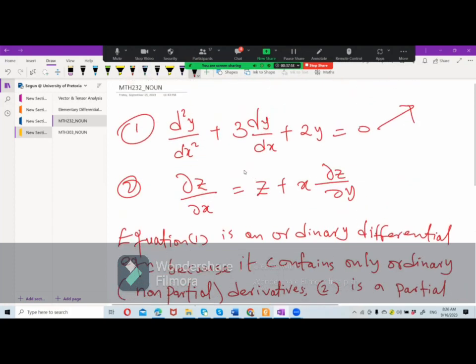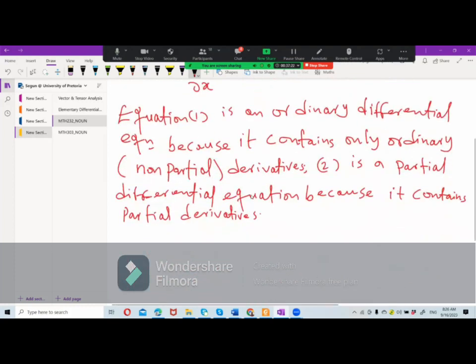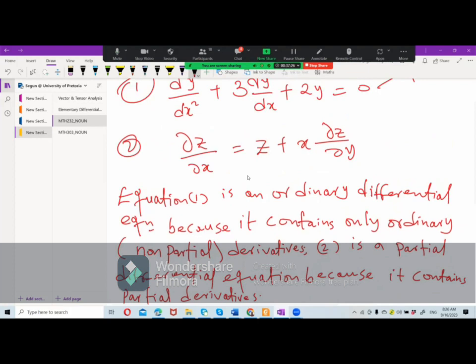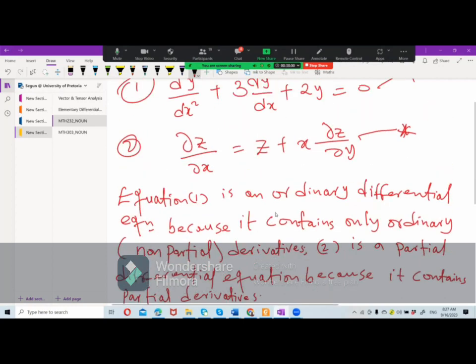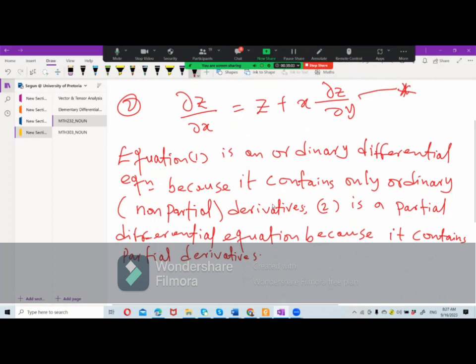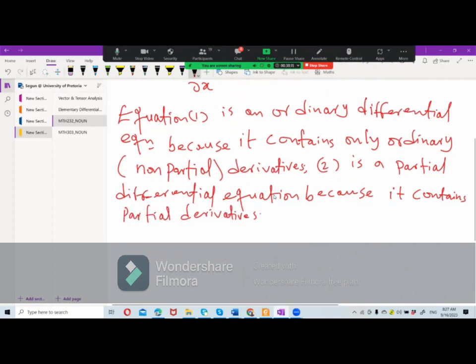Now let's look at this. It contains partial derivatives and it also accommodates different variables. You can differentiate with respect to z, you can differentiate with respect to x. But the first one, you can only differentiate with respect to x: dy/dx. It accommodates different variables, and you can see the difference between the two. Because the exam can come and say, okay, which of the following are ordinary differential equations? So we have an idea of how it works.